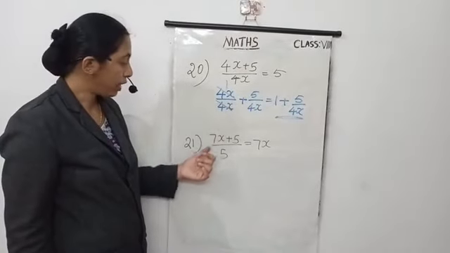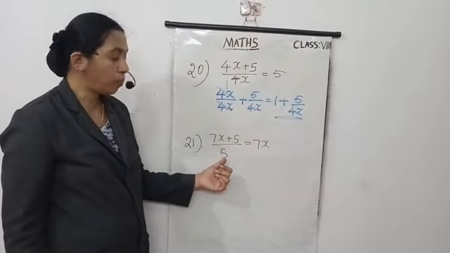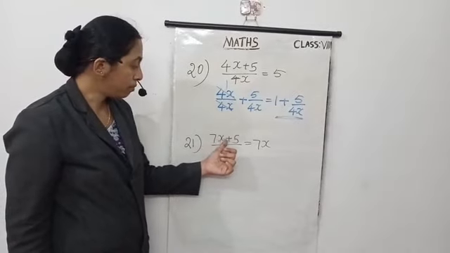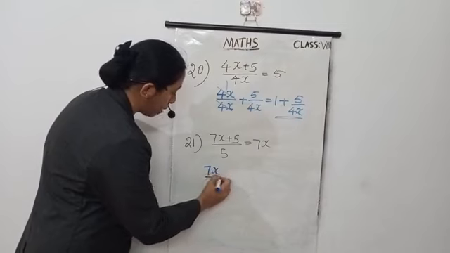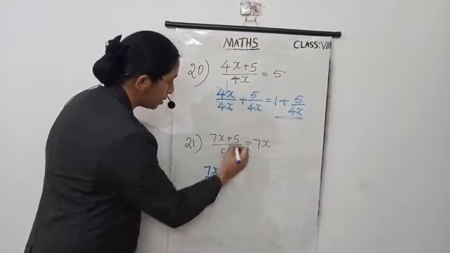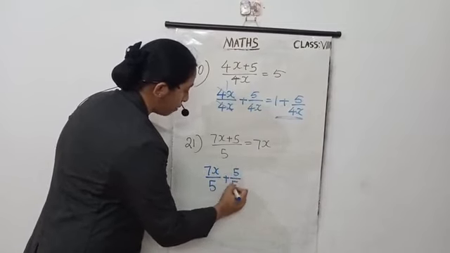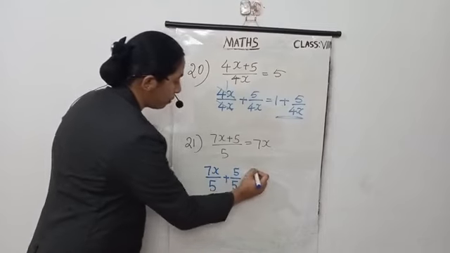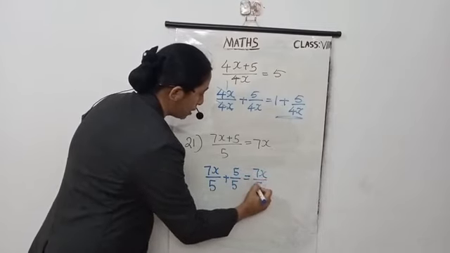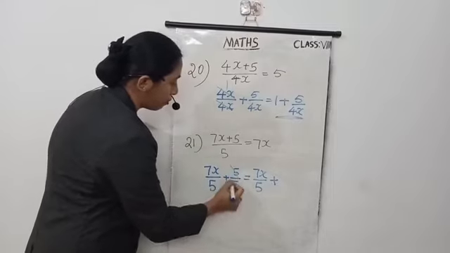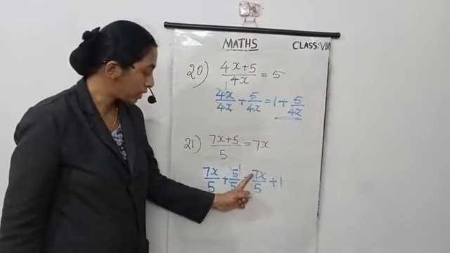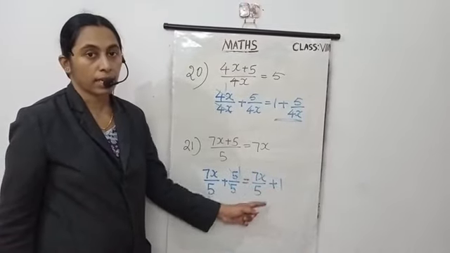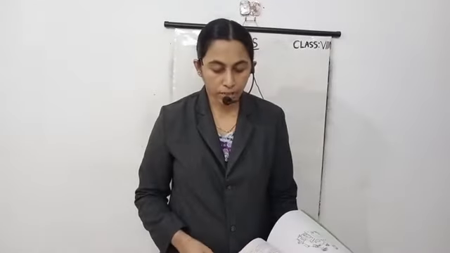Question number 21. 7x plus 5 by 5. Each term divided by denominator. So first term 7x by 5 plus this 5 by 5 equal to 7x by 5 itself plus 5 by 5 is 1. So this is 7x by 5 plus 1. This is the correct answer. So this exercise completed. This chapter is also completed.